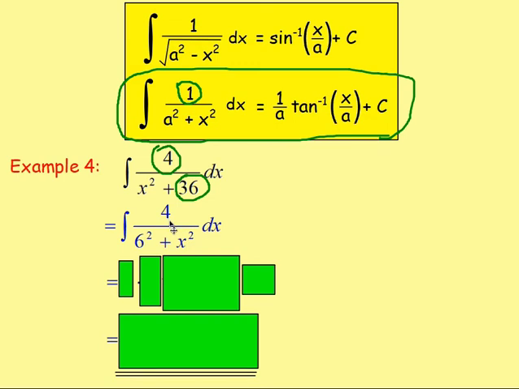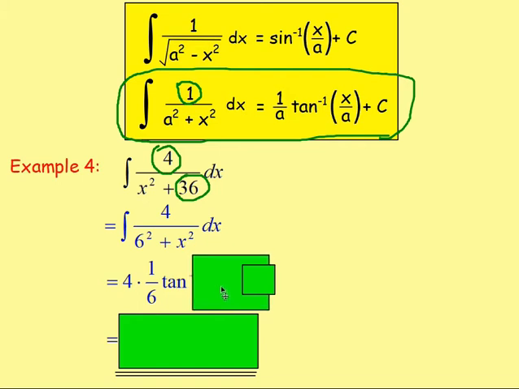From there, again, this 4, what would you do with the 4? Help me out. Nothing. Exactly. You just leave the 4 as it is. So we leave that as 4. Imagine that as 4 times 1 over. And then 1 over 6 squared plus x squared would become 1 over a. So in this case, it's 1 over 6.